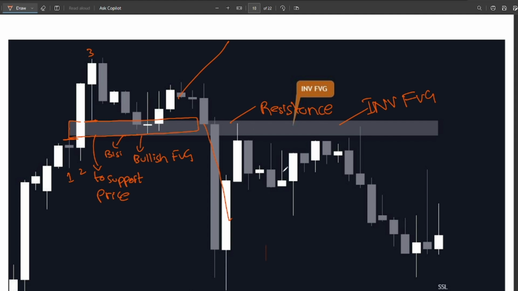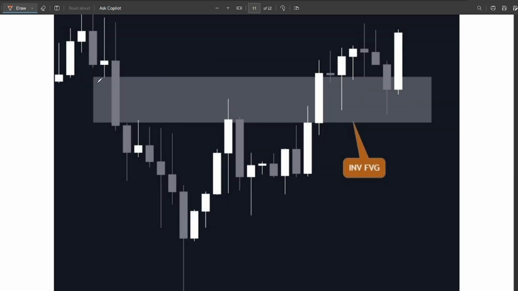Now let's move on to bearish fair value gaps. Now here you can see, if you consider these three candles 1, 2 and 3.